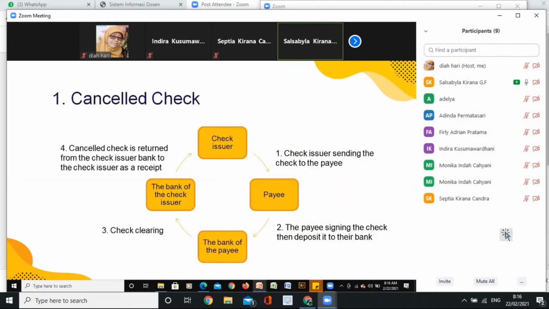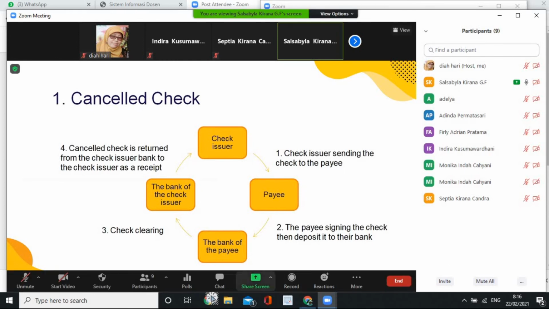The first is cancel check. A cancel check is different from a voided check because a cancel check is a check that has been paid or cleared by the bank. It was drawn on after it has been deposited or cashed. The check is cancelled after it has been used or paid so that the check cannot be used again. For easier understanding, a cancel check is a check that returns to the check issuer.